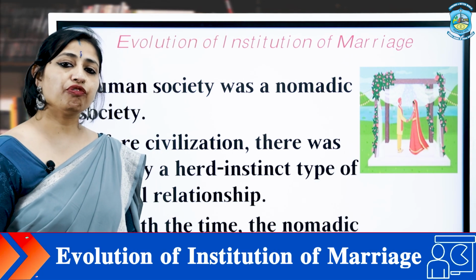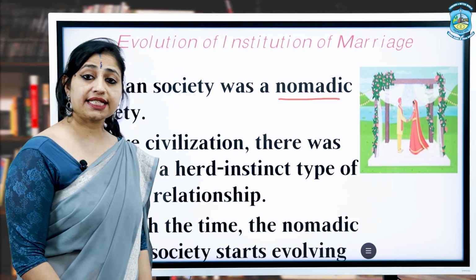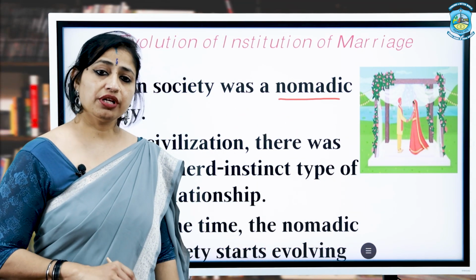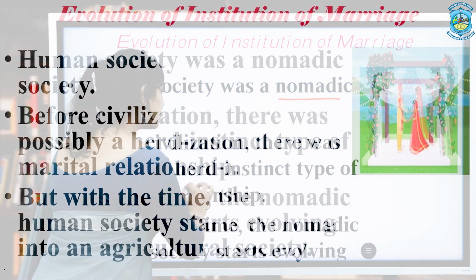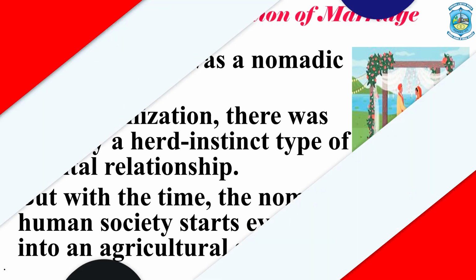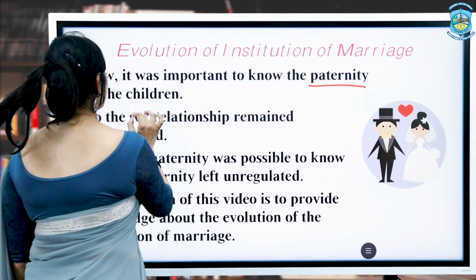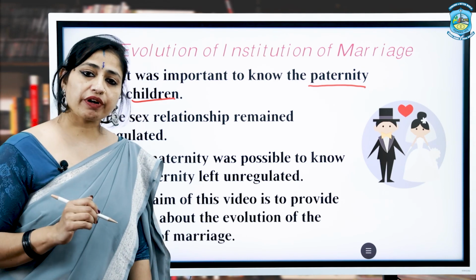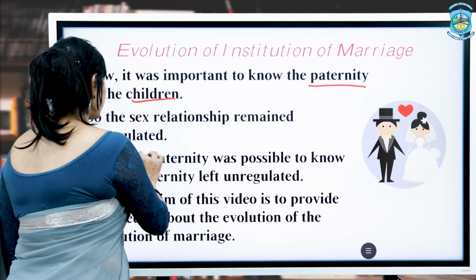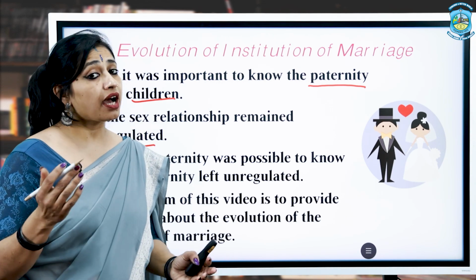Now let's talk about the evolution of the institution of marriage. Human society was a nomadic society earlier. Before civilization, there was possibly a herd instinct type of marital relationship. But with time, the nomadic human society started evolving into an agricultural society. At this time, it was important to know the paternity of the children. So, the sexual relationship remained unregulated. Only the maternity was possible to know, but the paternity was left unregulated.